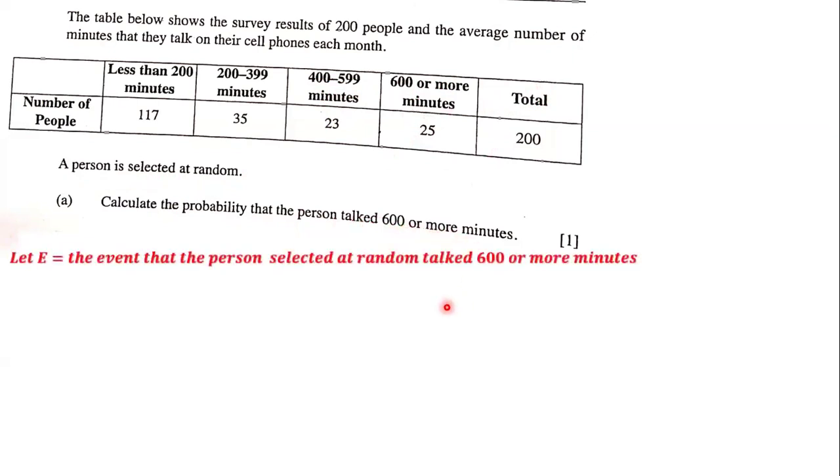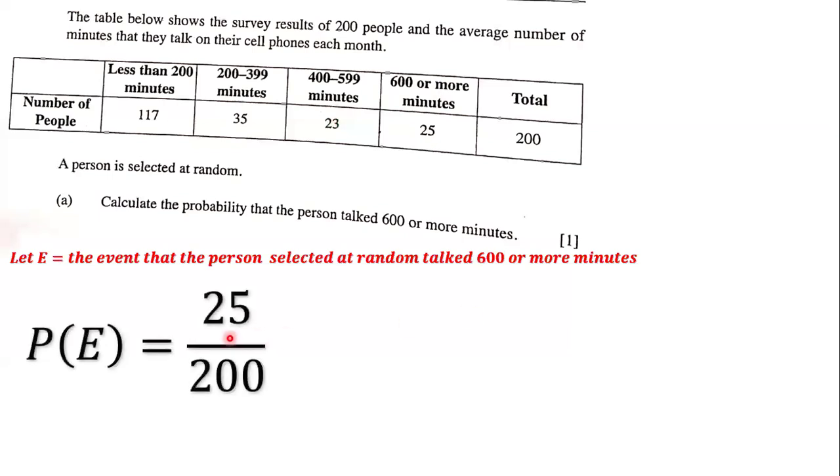What we're going to do is let E equal the event that the person selected at random talks 600 or more minutes. So the probability of E is going to be 25 over 200. We use 25 because there are 25 people that talk 600 or more minutes, and we use 200 because there are 200 people in total. 25 divided by 200 is 0.125. So the probability that the person talked 600 or more minutes is 0.125.